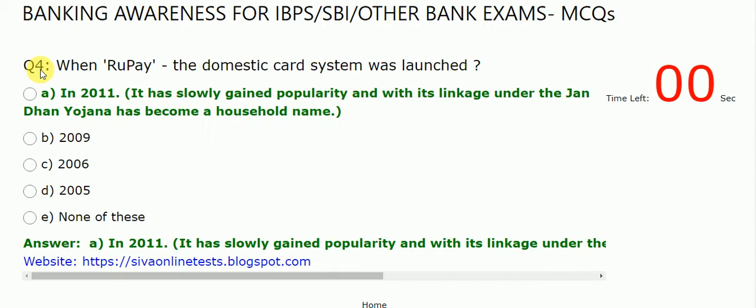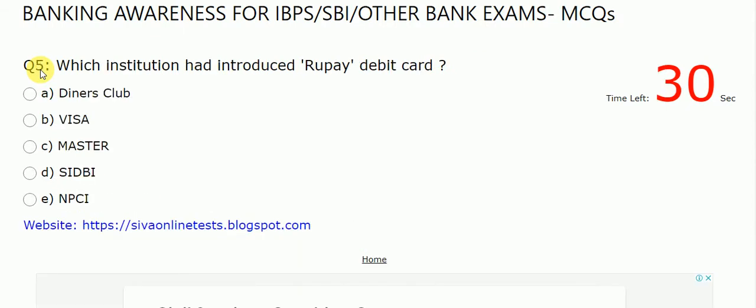Question 5. Which institution introduced the RuPay debit card? Options. A. Diners Club. B. Visa. C. Master. D. SIDBI. E. NPCI. Answer. E. NPCI.